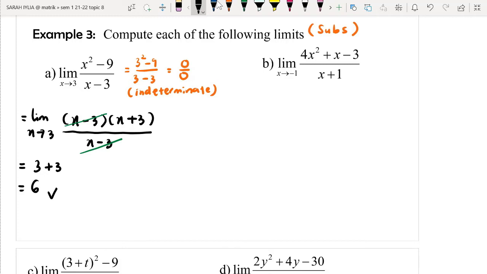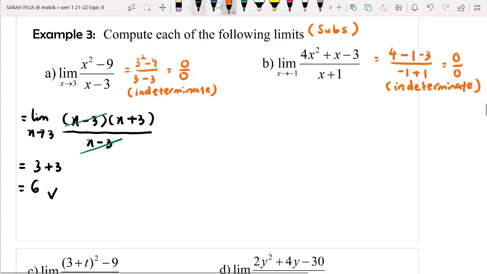Let's try one more time. For B, we have limit of x approaches negative 1 for x squared plus x minus 3 over x plus 1. So, try to substitute. We get 4 minus 1 minus 3 divided by negative 1 plus 1. Once again, it's 0 over 0. Cannot. It becomes indeterminate.